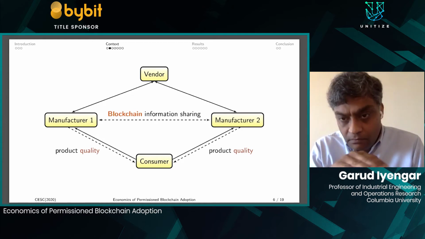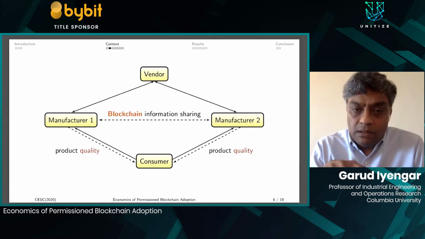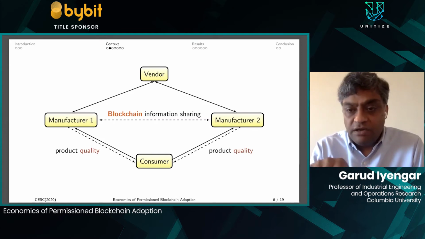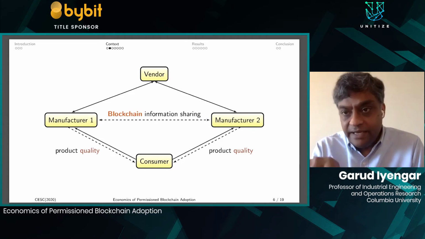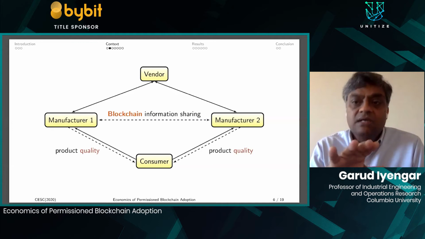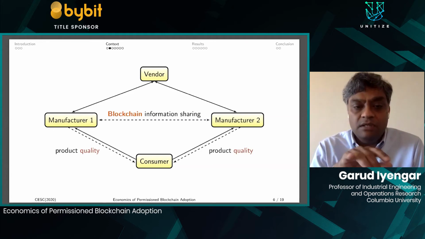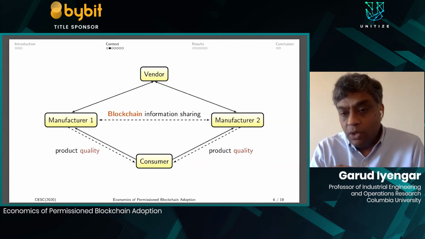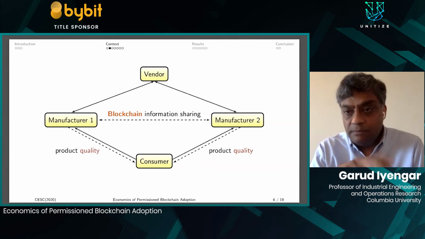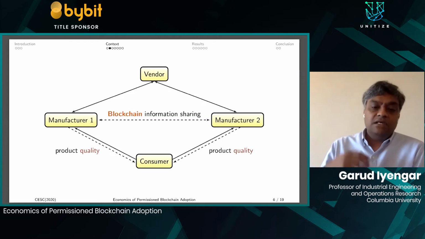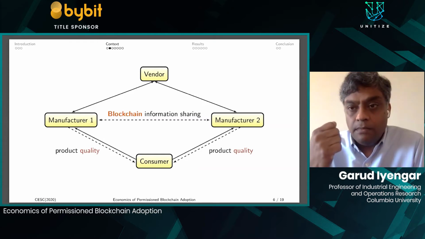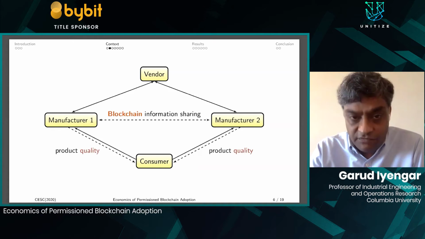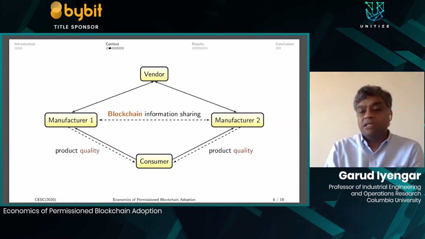And what we are showing is that if there is a blockchain, there is information sharing across manufacturers. That is the layer at which information sharing happens. There's a single vendor, and so there isn't really much information sharing happening between the manufacturer and the vendor. We have these edges called product quality displayed over here. And implicitly, what we are assuming is that the consumer makes decisions of which manufacturer to buy from based on the quality of this manufacturer. We'll get down to the details of this in a moment.